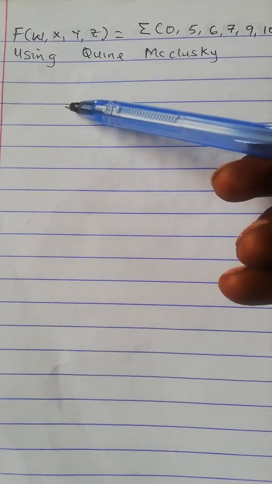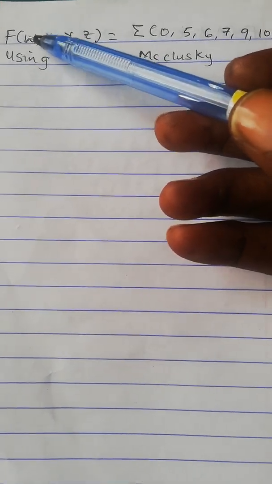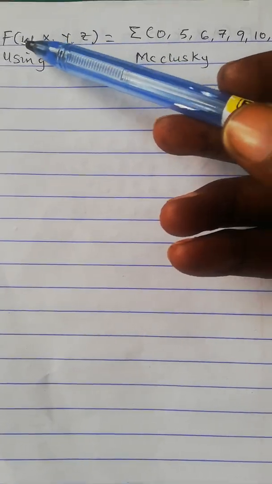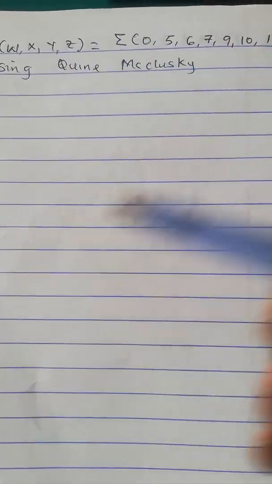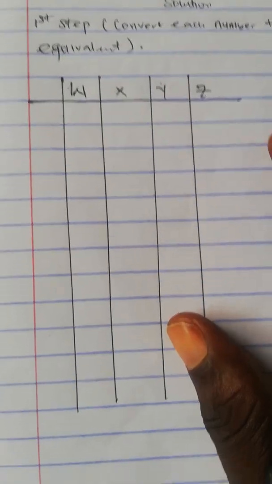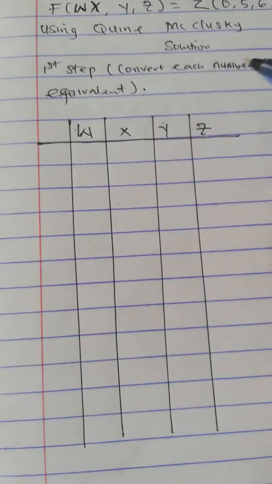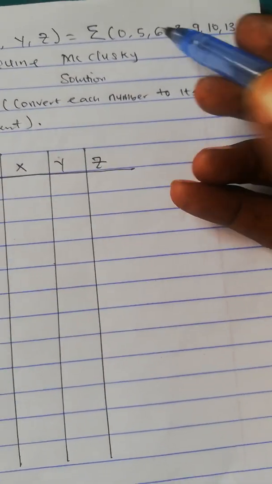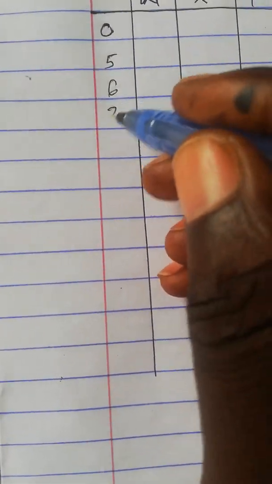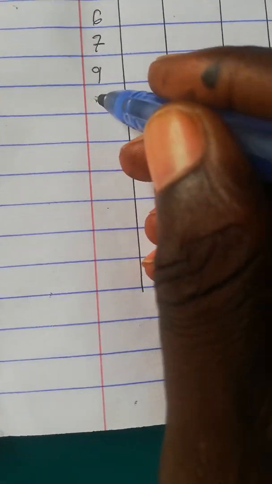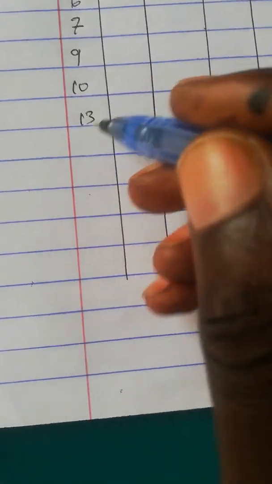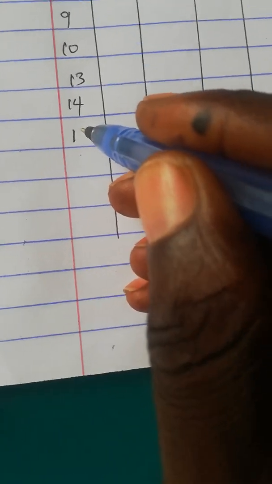First, just draw a binary table for 4 inputs w, x, y, z. Now let's do that. Okay, after drawing your table, the next thing to do is to write out the numbers given to you, starting from 0, then 5, 6, 7, 9, 10, 13, 14, and 15, right?